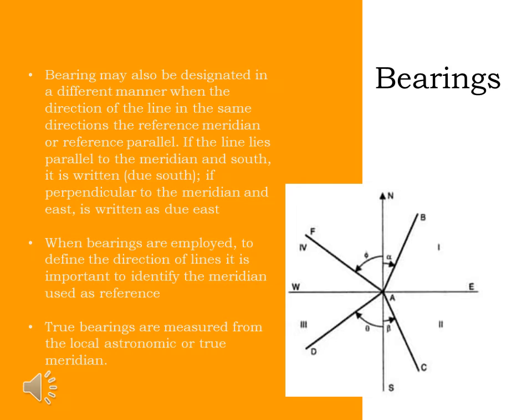Bearings may also be designated in a different manner when the direction of the line is the same as the reference meridian or reference parallel. If the line lies parallel to the meridian and south, it is written due south. If perpendicular to the meridian and east, it is written as due east. When bearings are employed to define the direction of lines, it is important to identify the meridian used as reference. True bearings are measured from the local astronomic or true meridian.